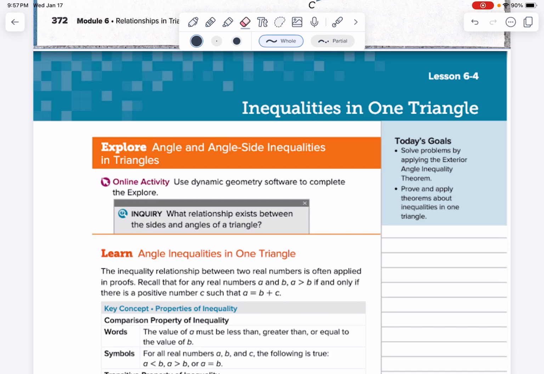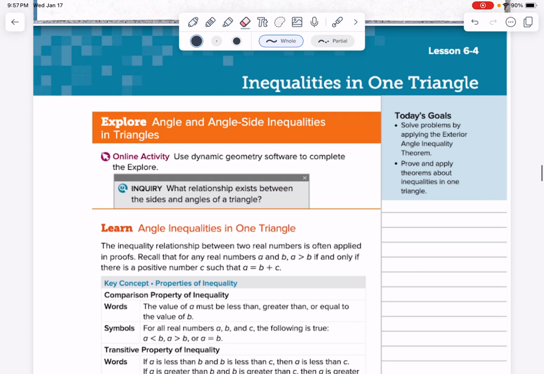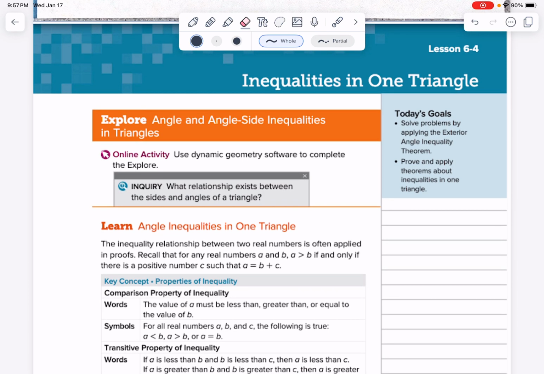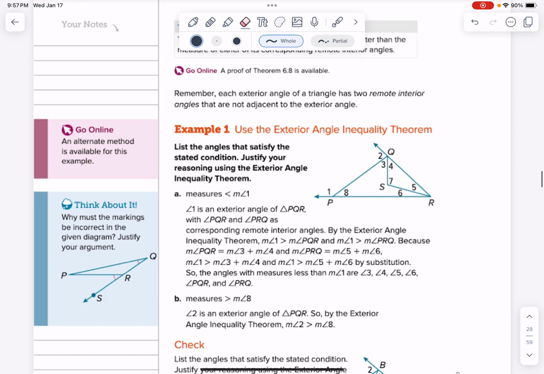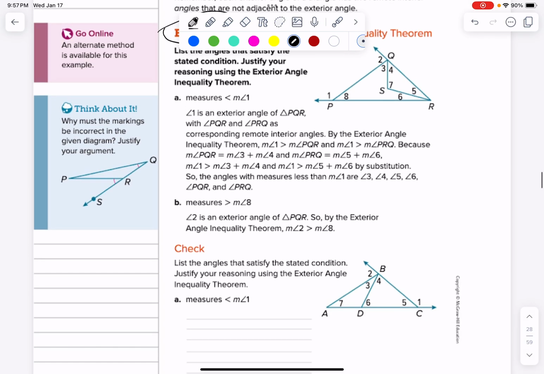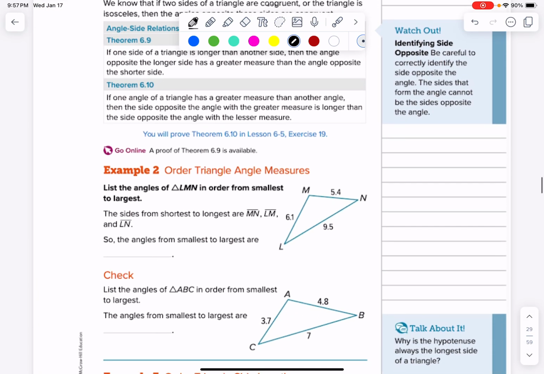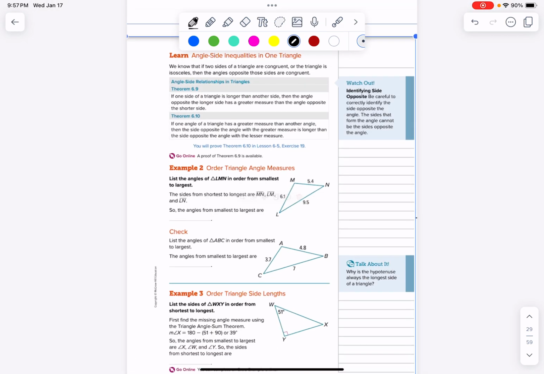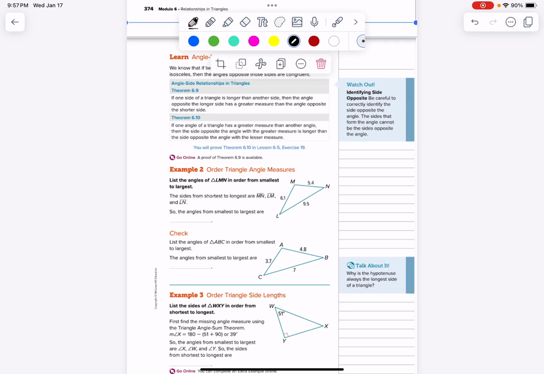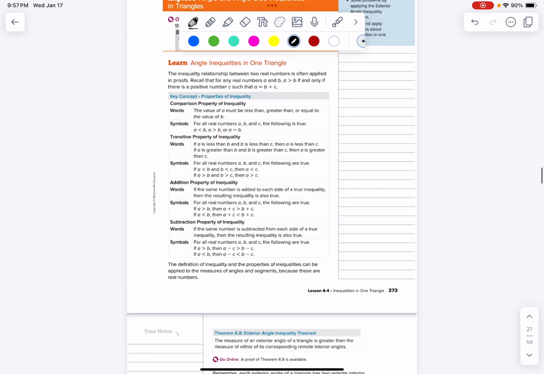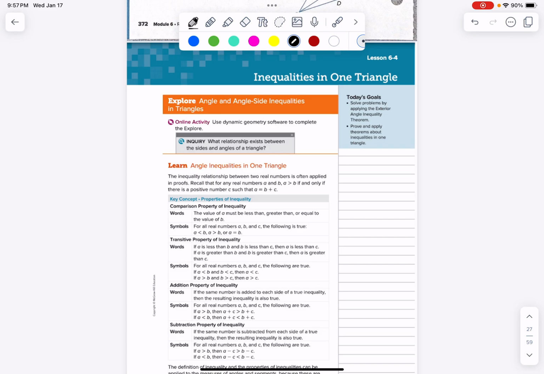And I'm going to do it a little bit backwards. This is inequalities in one triangle. There are two main concepts in this section. The first one, example 1, is a little bit harder to understand. So I'm going to do examples 2, 3, and 4 with you, which are very easy, and then we're going to backtrack to example 1. So just a little bit backwards, so hopefully you can follow what I'm doing here.